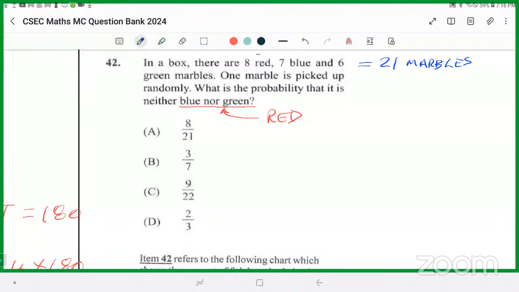And you want a red, so you want 8. So if you don't want a blue or a green, it means that you want a red. So probably this guy is asking for the probability of picking a red. So the probability of picking a red: I don't want a blue or I don't want a green, so it means that it's a red you want.